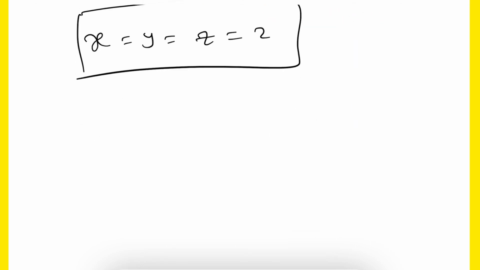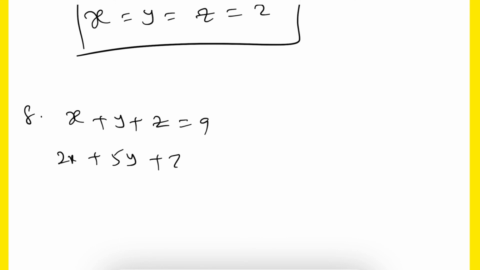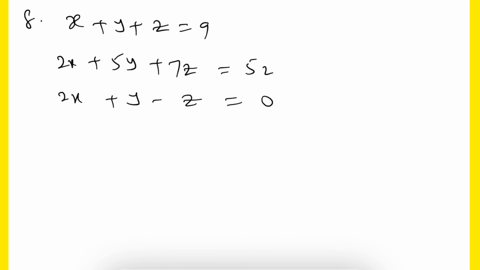Okay, then let us move to the last problem in this exercise, that is question number 8. The equation given is x plus y plus z equals to 9. 2x plus 5y plus 7z equals to 52. Then last one will be 2x plus y minus z equals to 0. Okay, first let me write the delta value.